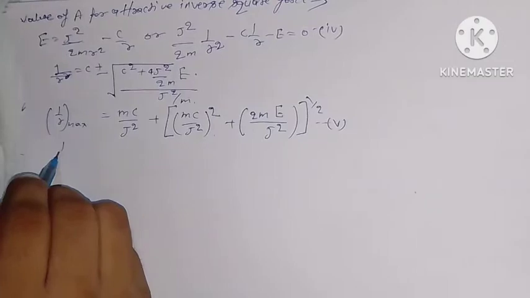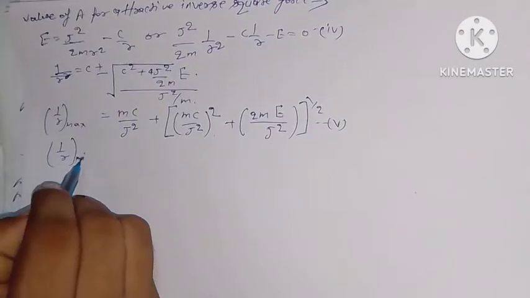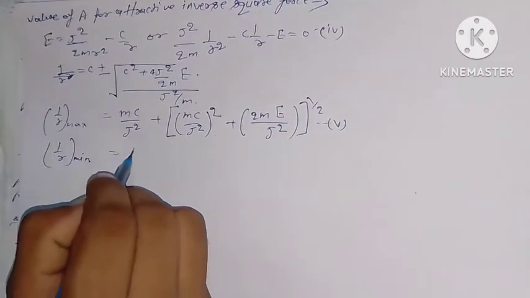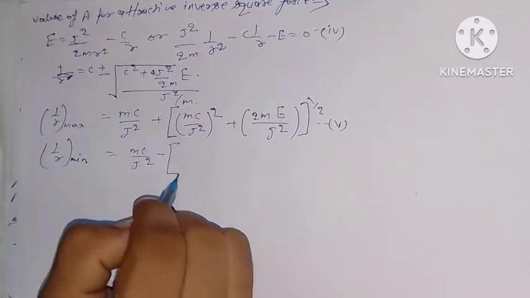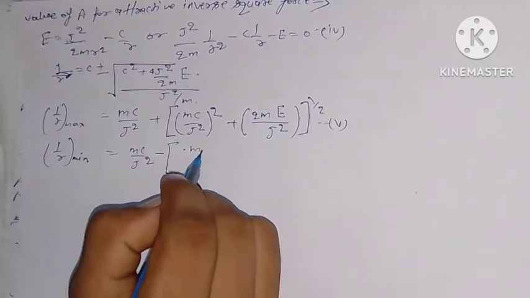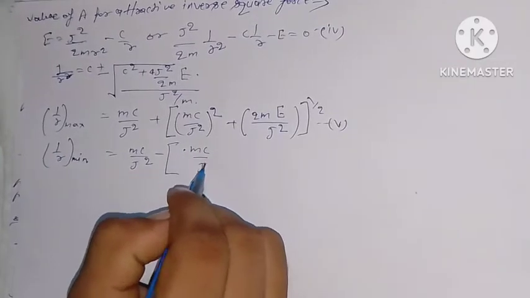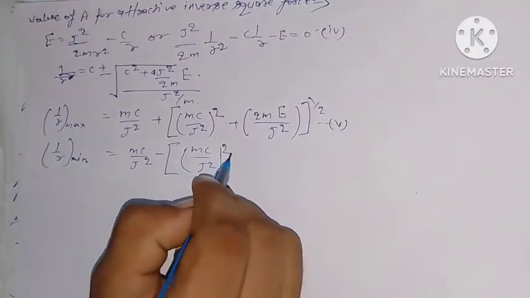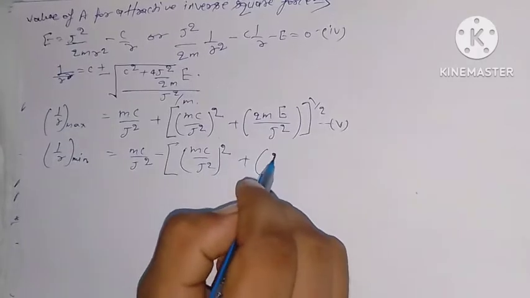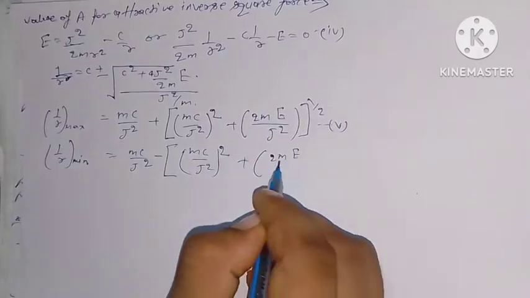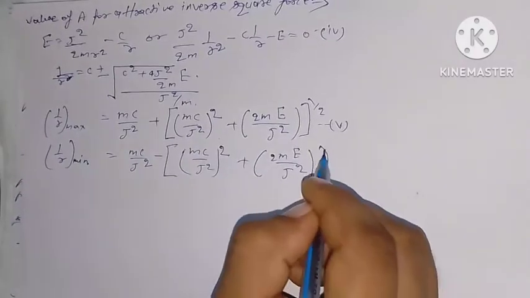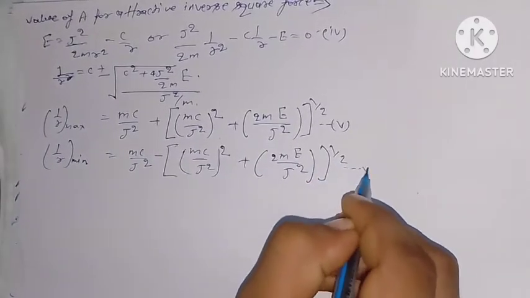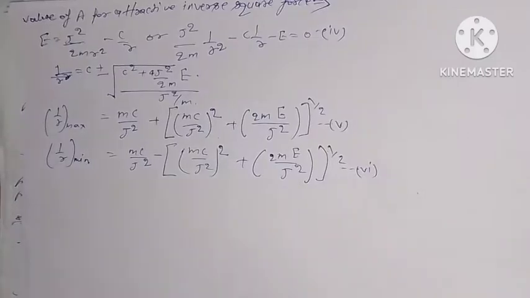And 1 upon r minimum equal to mC upon J square minus, in bracket, mC upon J square, whole square plus 2mE upon J square, bracket close, whole to the power 1 upon 2. This is the equation number 6.